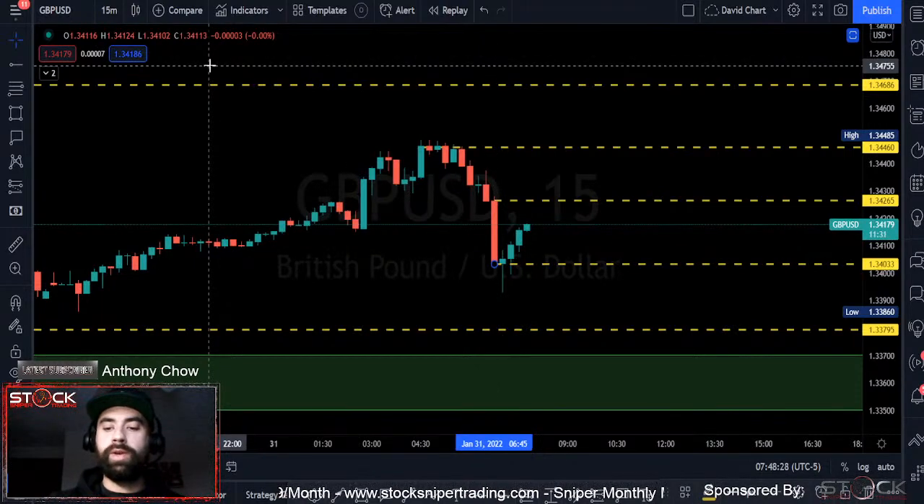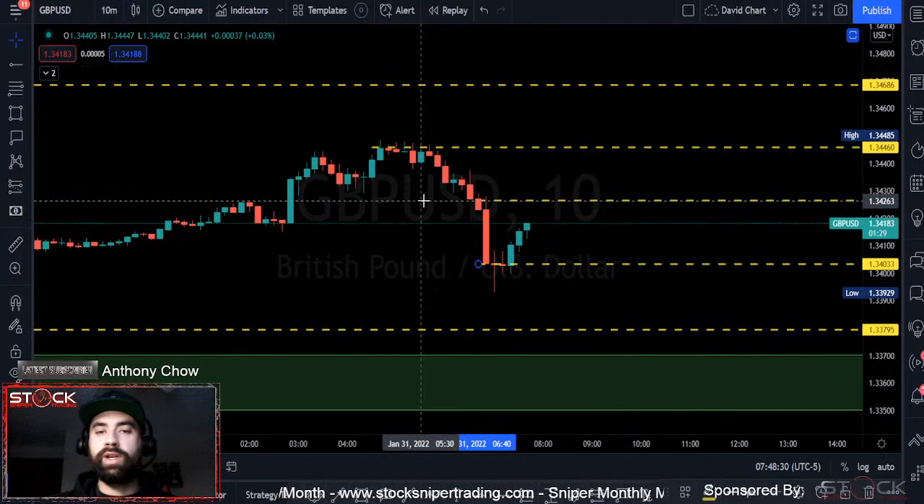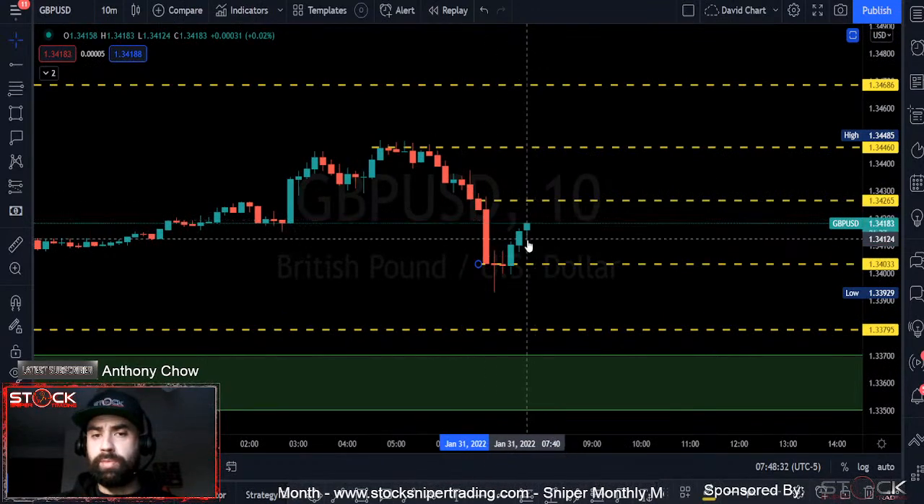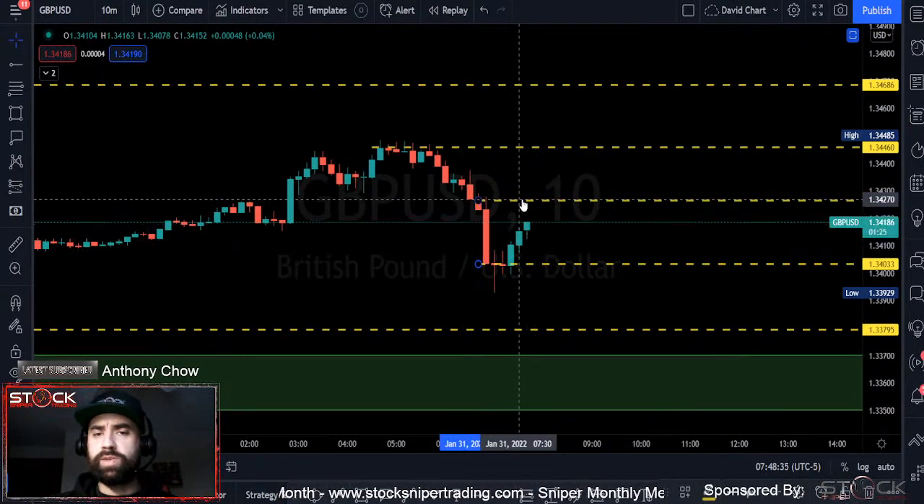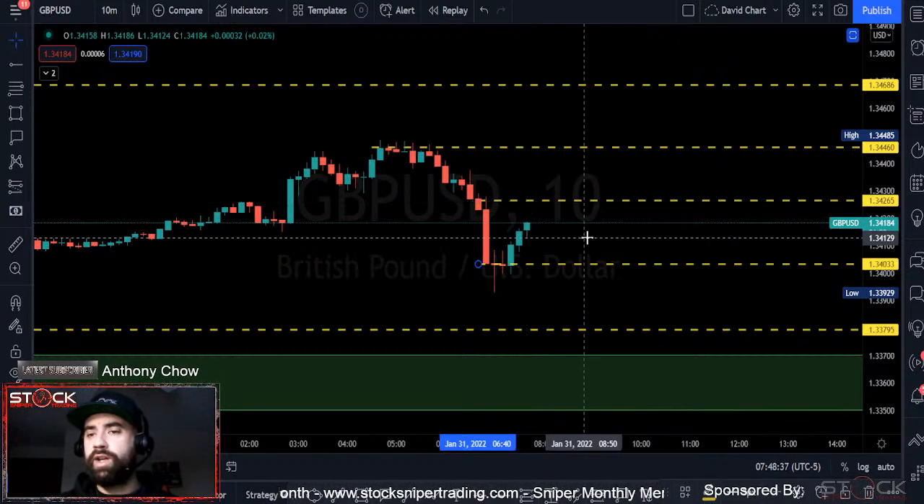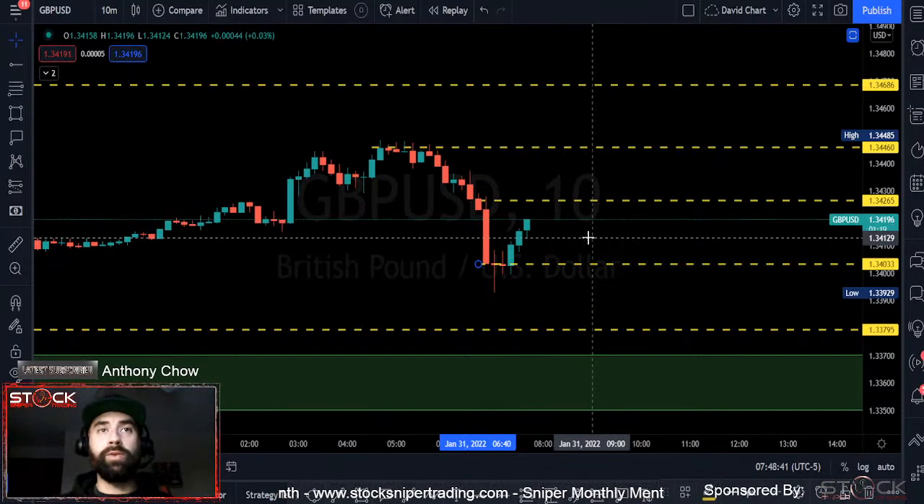So 15, we're going to drop now down to the 10. Let's see what it looks like on the 10-minute. Looking like it's performing a 3-bar play. Okay, so we're going to come up actually and probably test 34265.